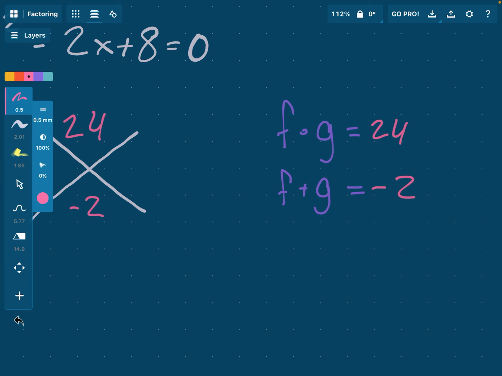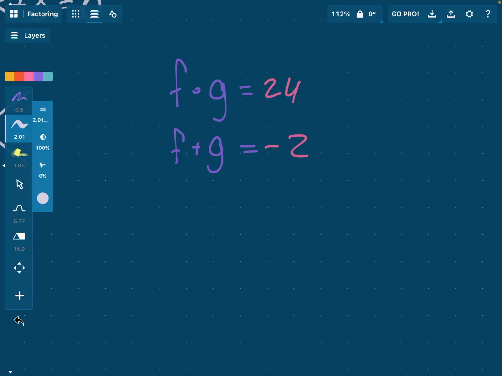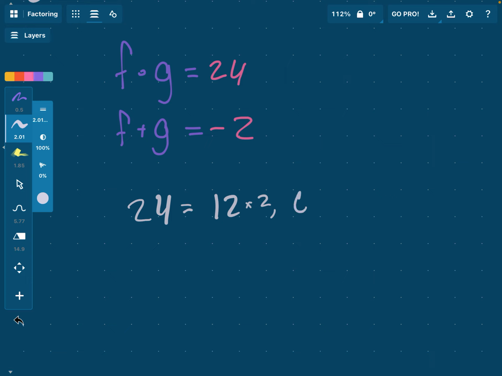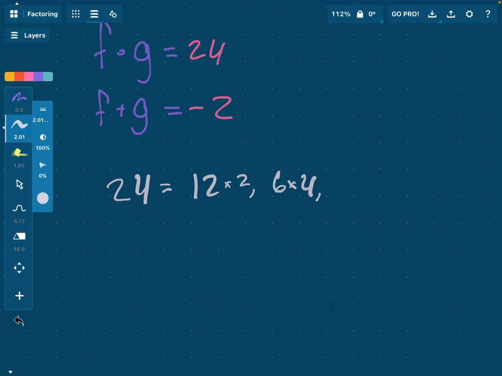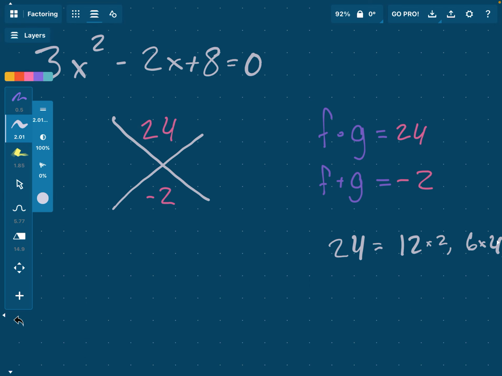Again, we're just going to factor our top term, or we're going to find the multiplicative pairs that multiply to 24. So we have 12 and 2, we have 6 and 4, and 8 and 3, as well as 24 times 1. So here are all the multiplicative pairs that are going to multiply to 24.